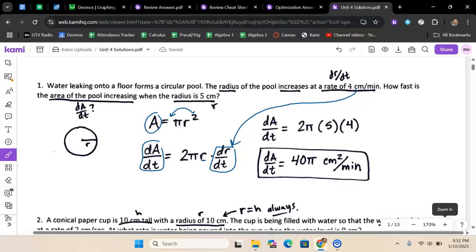We're being asked how fast the area of the pool is increasing. So we're looking for dA dt, that's our other rate, when the radius is 5. So it's giving us r at that time, which means if I just plug in both r and dr dt, then I've got my answer for dA dt. So that's a very basic related rates problem.